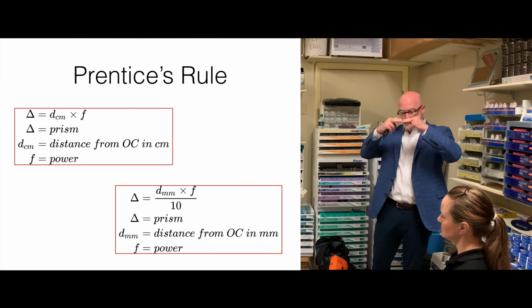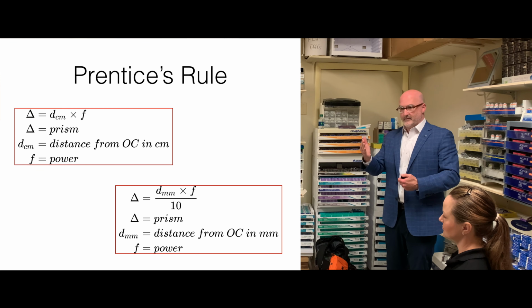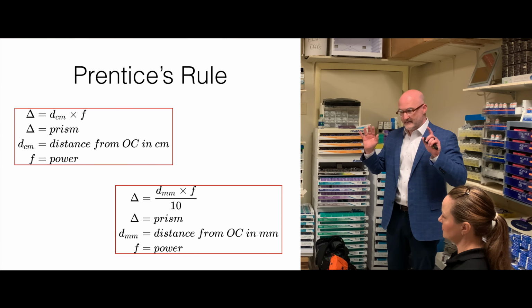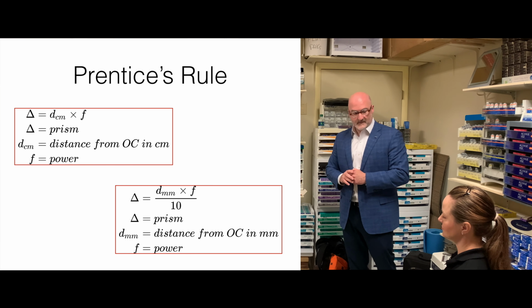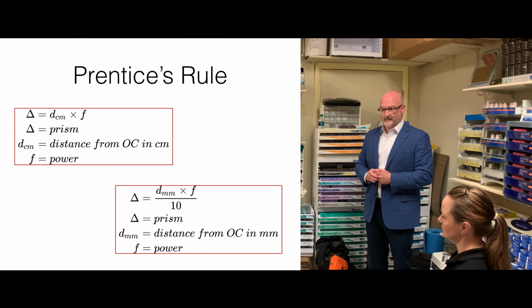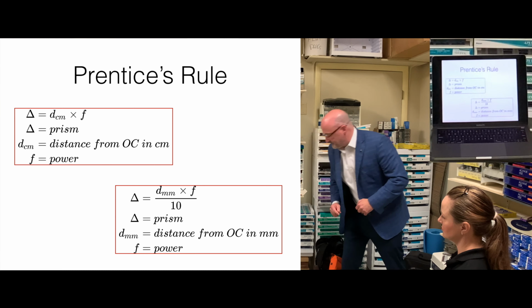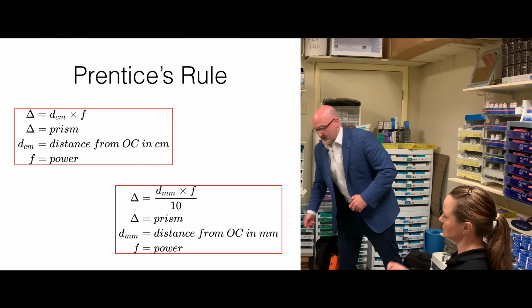Okay? So I say that Prentice's rule can be used in two different ways. So let's say, for example, that the PD is off 10 millimeters, all right, because we work in millimeters. That's 1 centimeter. So all we have to do is move our decimal place one place to the left. If you don't like to move your decimal place one place to the left, if that just bothers you and you hate it, then you can just divide by 10. So you can take 10 millimeters divided by 10, you're going to get 1, and that's 1 centimeter. All right? So that's kind of how it's written in different ways. I prefer this way. A lot of people prefer this way.